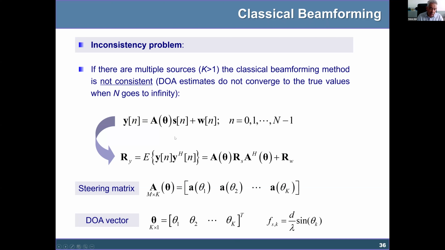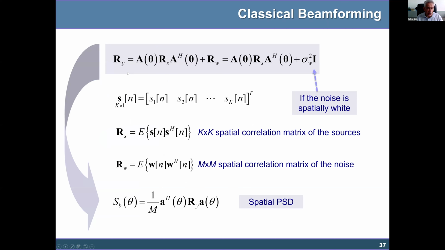So if we have K sources, A, the steering matrix, you remember, is an M by K matrix, and each column is the array response calculated at the direction of arrival of the K source. Okay, so these are the capital K directions of arrival. This is the relationship between the spatial frequency and the direction of arrival. So when n goes to infinity, the sample covariance matrix tends to the true covariance matrix, which is this one.